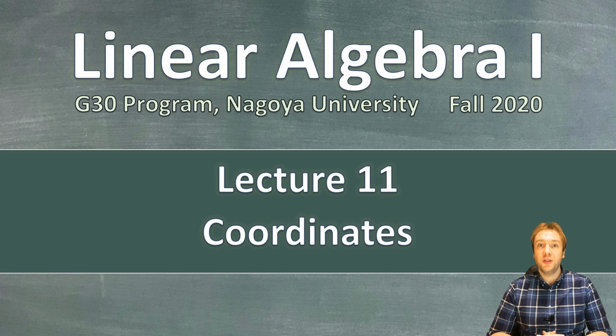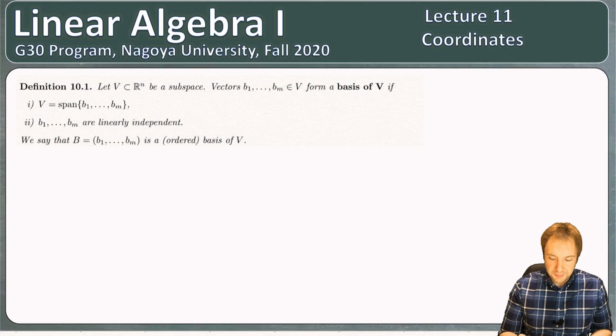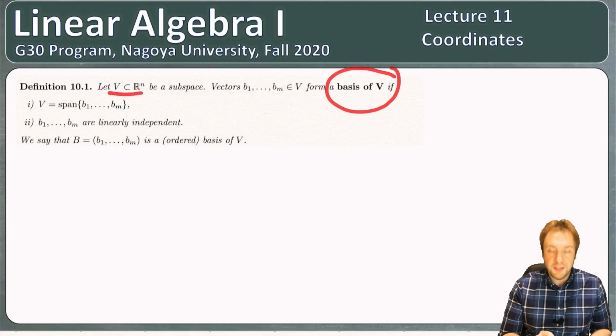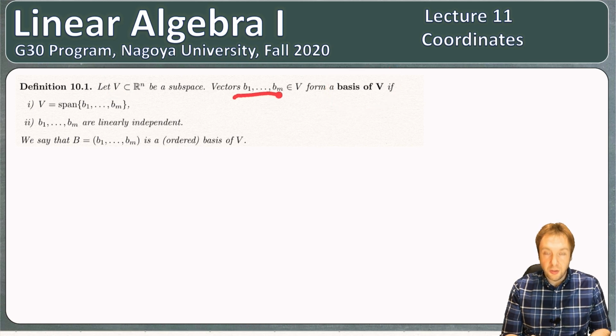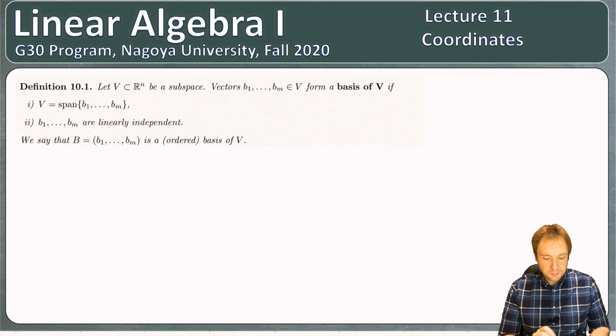So last time we introduced the notion of a basis for a subspace, and today we want to talk about coordinates. So recall that the basis of a subspace V is a set of vectors b1 up to bm such that they span the space. So the subspace V is given by the span of these vectors, and these vectors are linearly independent.